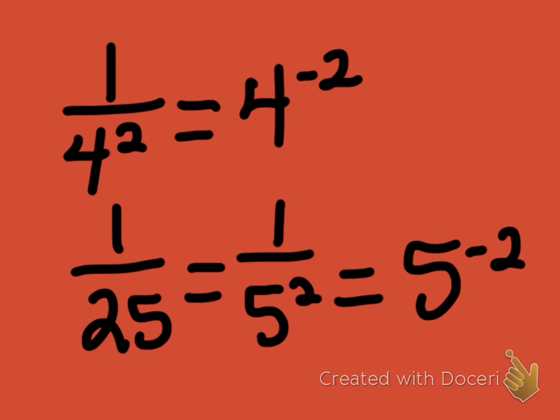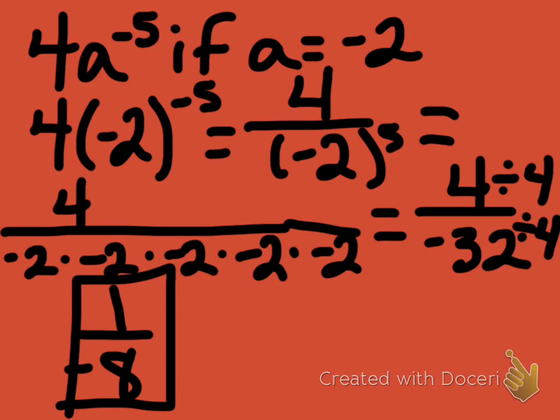Now, if we are given a number such as 1 over 25, we would have to put that as an exponent in order to change that to a negative exponent. So what times itself gives you 25? And we find out that that is 5. So we end up with 1 over 5 to the second power, which when we turn that back into a negative exponent becomes 5 to the negative second power.